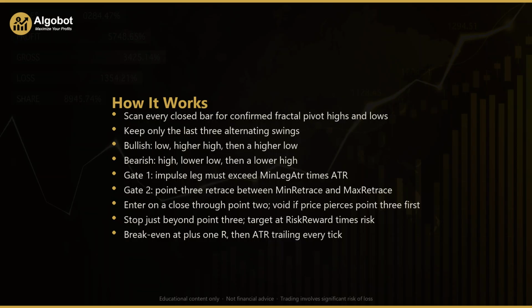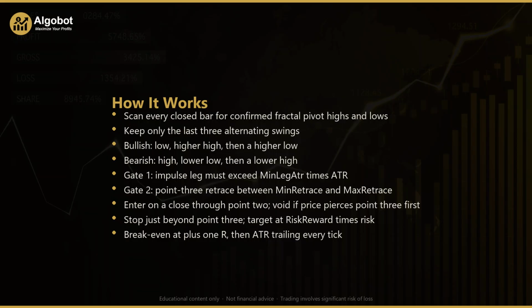Now for risk. The stop loss is placed just beyond point 3 with a small ATR buffer because that's the exact level the pattern says price should not revisit. If that structural stop would be wider than the maximum stop setting allows in ATR terms, the trade is simply skipped. The take profit is set at a multiple of that risk, controlled by the risk-reward parameter, which defaults to 2, meaning the target sits at twice the distance of the stop.